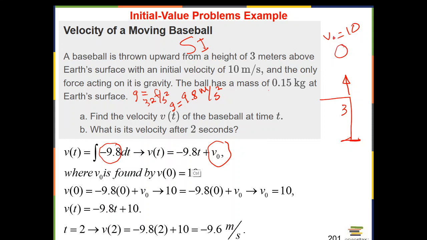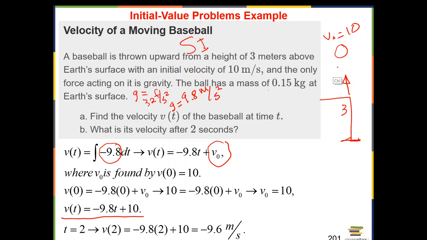We know v sub 0 equals 10. So we just put 10 for v sub 0, and we have the velocity. Now after 2 seconds, what's the velocity? We put 2 for t here, and we get negative 9.6 meters per second.